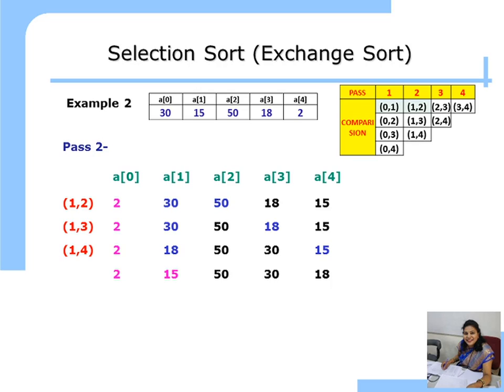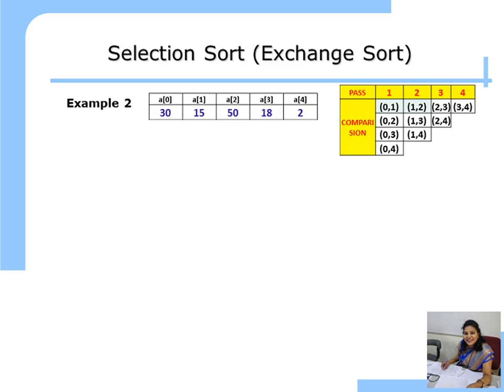So this is the end of pass 2 because we have performed all three comparisons. At the end of pass 2, 15 is the second smallest element, which comes at the first location. So now we have 2 and 15 as a sorted list and 50, 30, 18 as the unsorted list. Always look for the unsorted list. If you find that both lists are sorted, then you can stop. Since 2 and 15 is sorted but 50, 30 and 18 is unsorted, we will perform the next pass, pass 3.